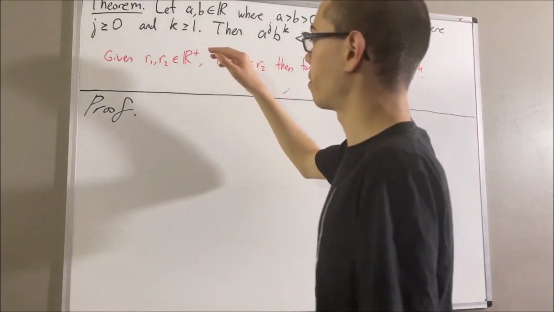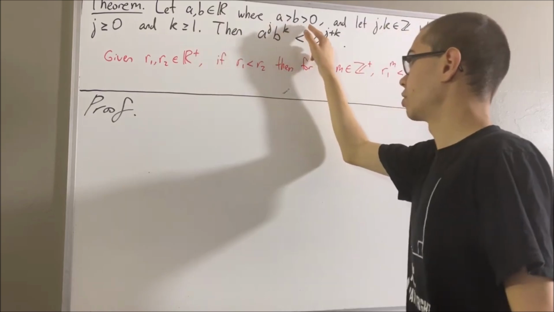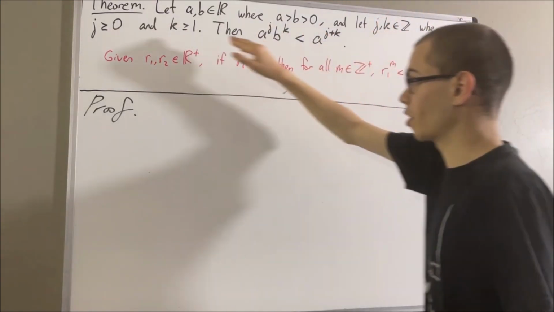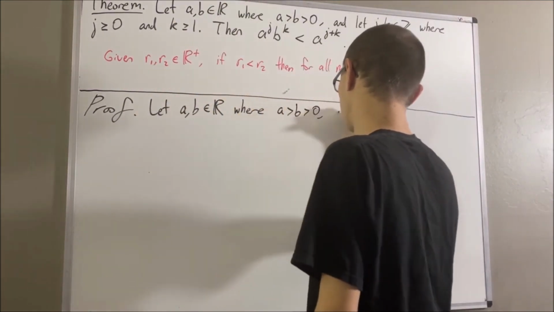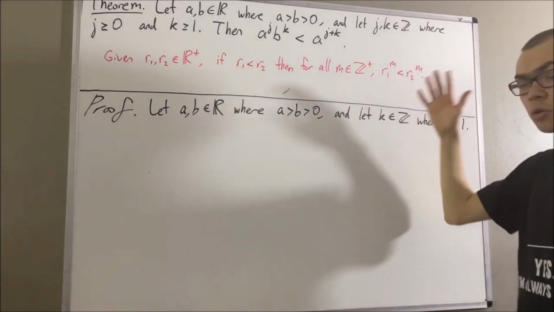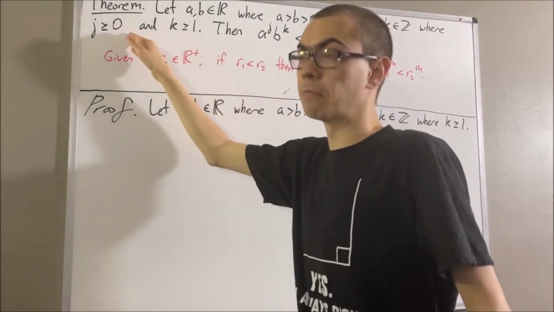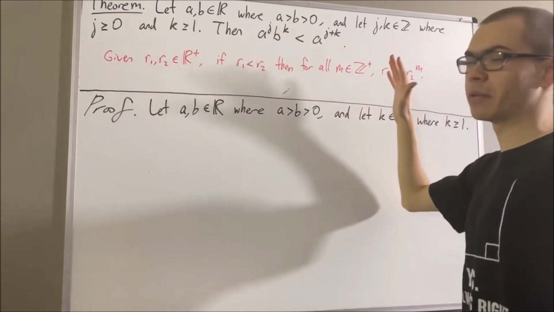Now, let's start out by giving ourselves two real numbers, a and b, where a is greater than b is greater than 0, and let's give ourselves an integer k that is greater than or equal to 1. From here, we are going to show that for all integers j greater than or equal to 0, we have that this is true. And we're going to show that by induction.